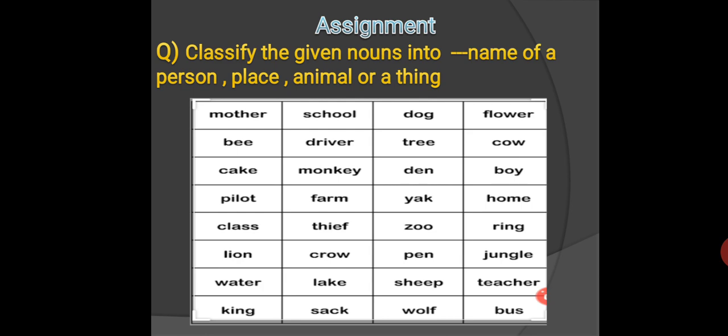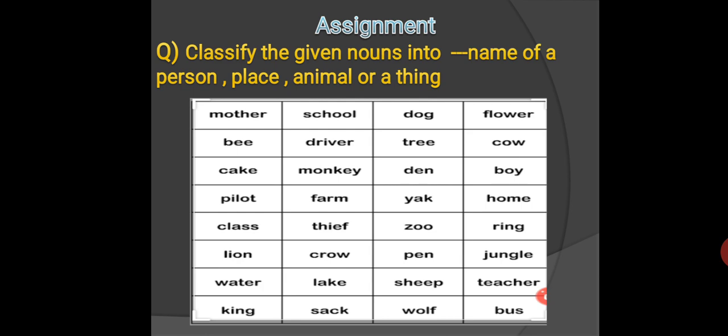Remember this. So now we have to classify these nouns into 4 different categories: person, place, animal, or a thing. These are the 4 different categories. But don't forget bird. Okay?